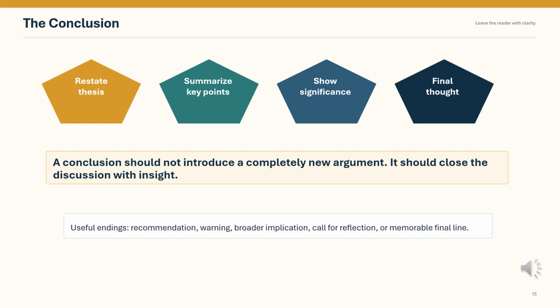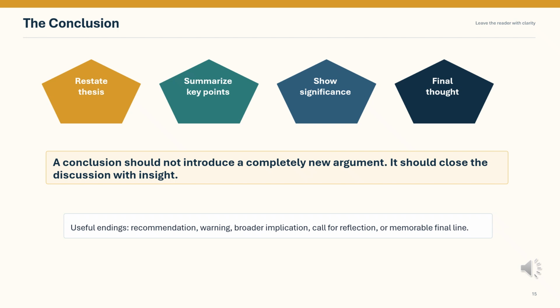I'll again use the same example, that is communication skills for engineers. The conclusion may say that the technical knowledge is important, but communication helps engineers present that knowledge effectively in real professional situations. So, a conclusion should not come very abruptly. It should make the reader feel that the essay is complete.